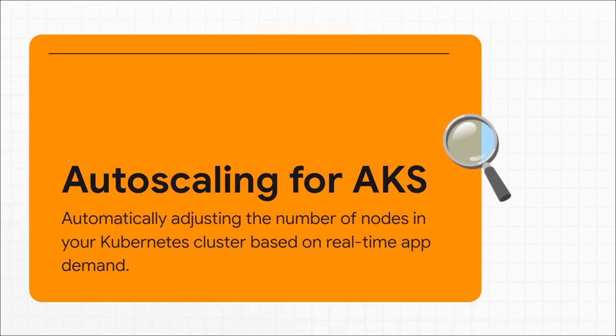For anyone running modern apps on Kubernetes, this is absolutely crucial. Instead of guessing your peak capacity and paying for it 24/7, autoscaling lets your cluster breathe. It's like an accordion. When traffic spikes, it adds more nodes to handle the load. When things quiet down, it scales right back down. You only ever pay for exactly what you need at the exact moment you need it.